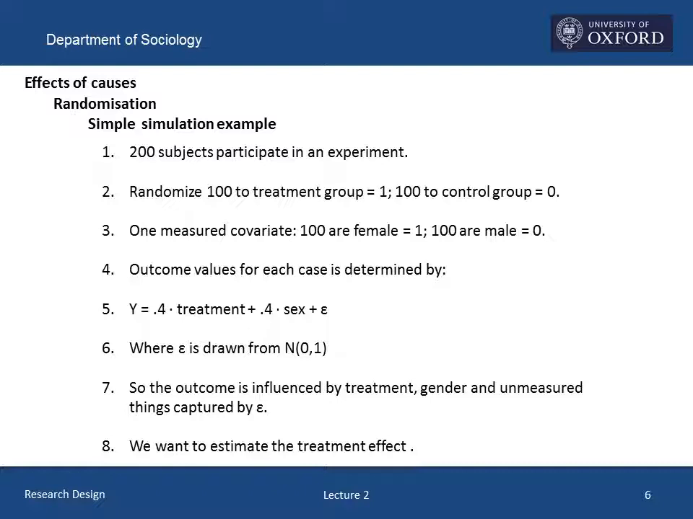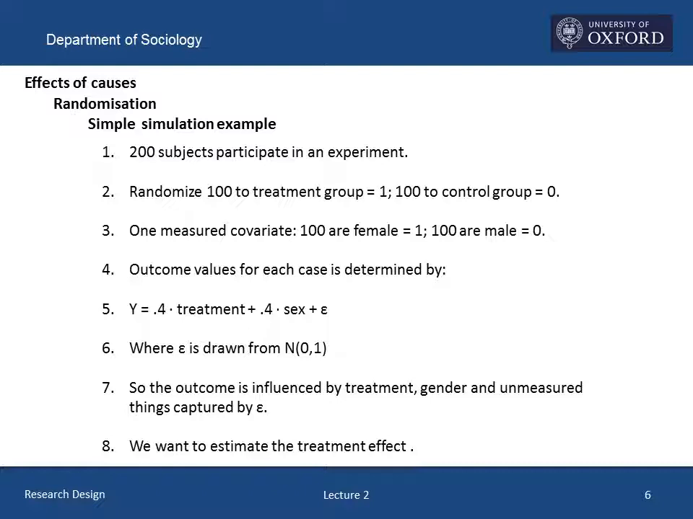In our simulation, we will divide 200 subjects equally into two groups, 100 in the treatment group and 100 in the control group. Of these 200 subjects, 100 are female and 100 are male. But initially, we're not going to make use of that information in the randomization.